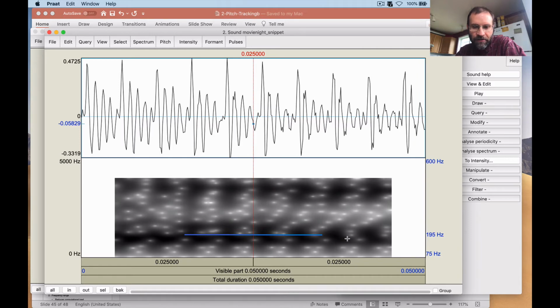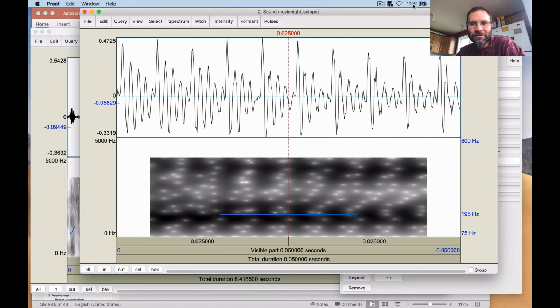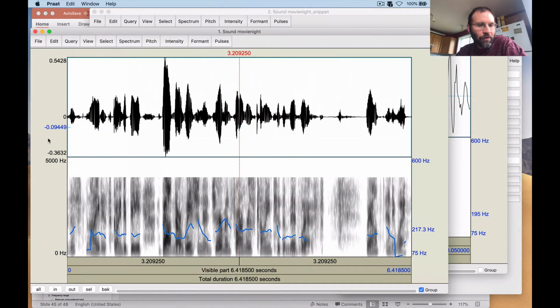Yeah, and as you can see, over here in the pitch tracker, it thinks that the fundamental frequency is 195 hertz, just like we figured out from our pitch tracking analysis. I'll play the whole thing here.